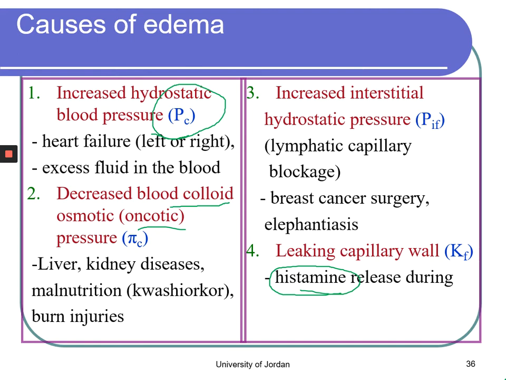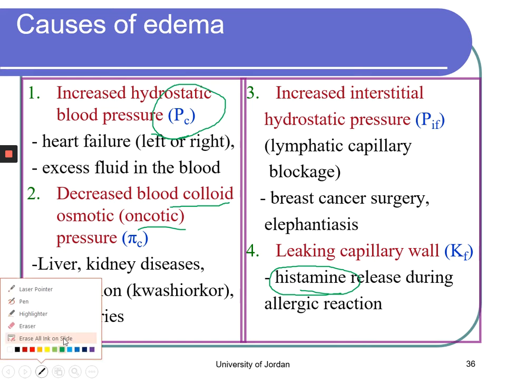This histamine causes increase in the permeability of the capillary wall. You remember just now I said Kf depends on the hydraulic permeability and the surface area. Histamine causes increase in the permeability. When someone has an allergy, they get swellings on the skin. These swellings are due to increase in the capillary permeability due to histamine. So this is in case of allergic reaction.